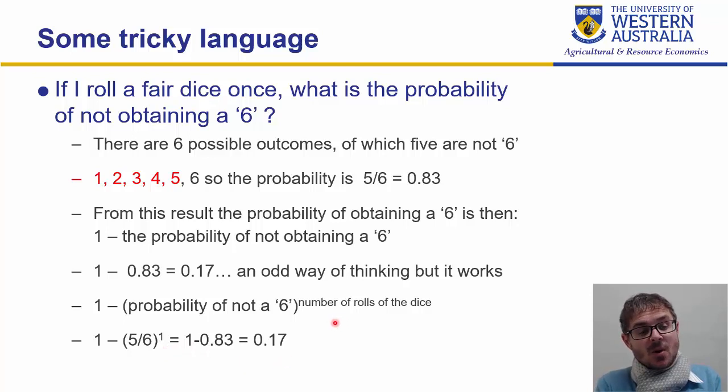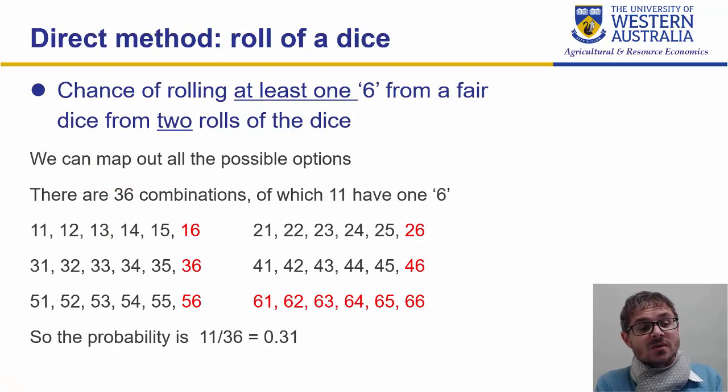But now let's think about when we have multiple rolls of the dice. The probability of rolling at least 1 six, that's the thing that we want to work out. So let's have a look. With 2 rolls of the dice, it's still possible to enumerate all the possible outcomes. This is my first roll, my second roll, and so on. If my first roll is a 1, then in my second roll, I could also have a 1, a 2, a 3, a 4, a 5, or a 6.